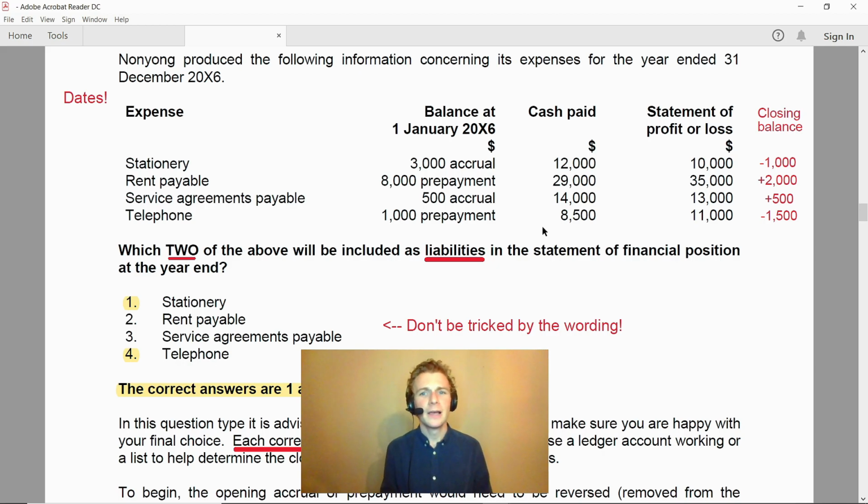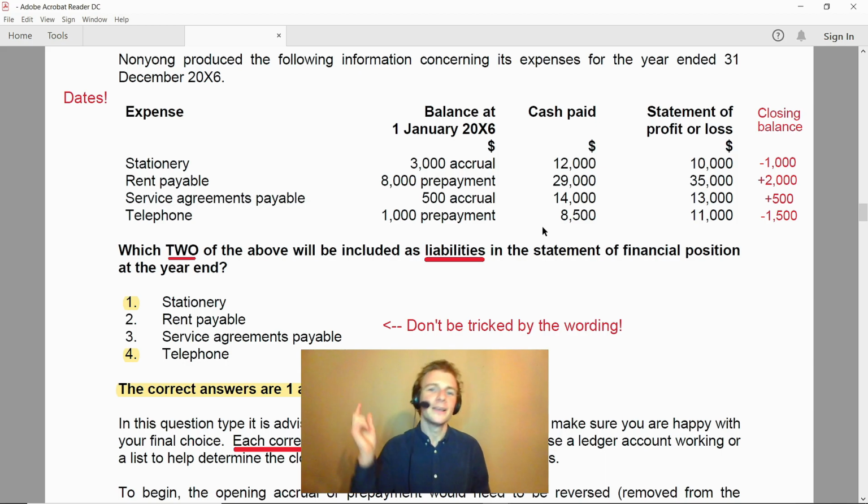Then you've got to say to yourself, well, we've paid £9,000 throughout the year, but then you've got to say to yourself, well, what have we actually claimed for the year? And that relates to the statement of profit and loss. What figure have we got in there for our actual expense? And this is where you've got to say to yourself, well, we've paid, the balance is now 9,000, but what we've actually claimed in the profit and loss is 10,000. So I had down there minus 1,000, nice and easy, as an accrual at the end. It was a negative. Walk and talk it through to yourself for rents payable, the service agreements payable, and telephone.